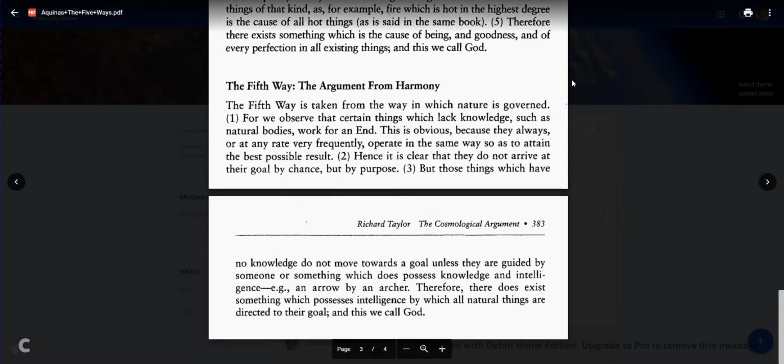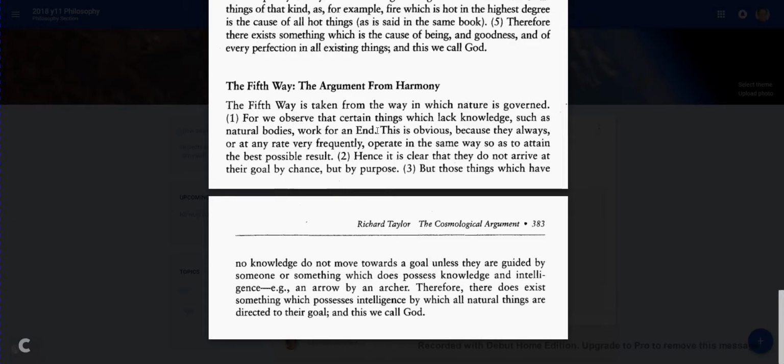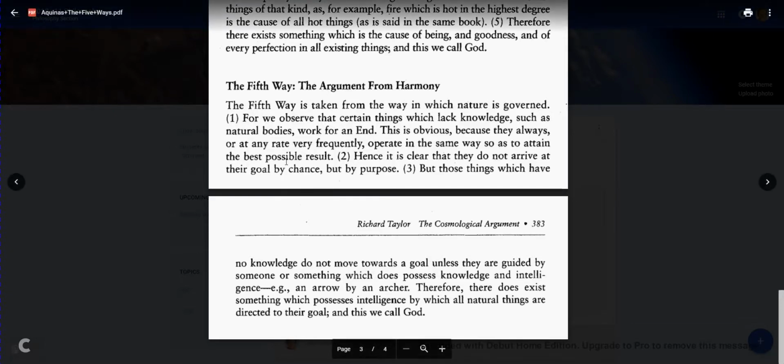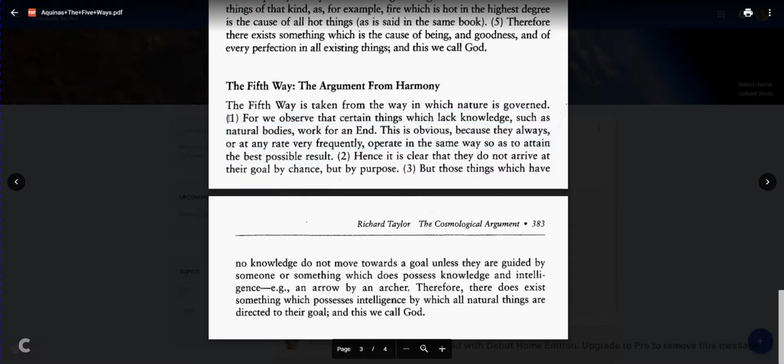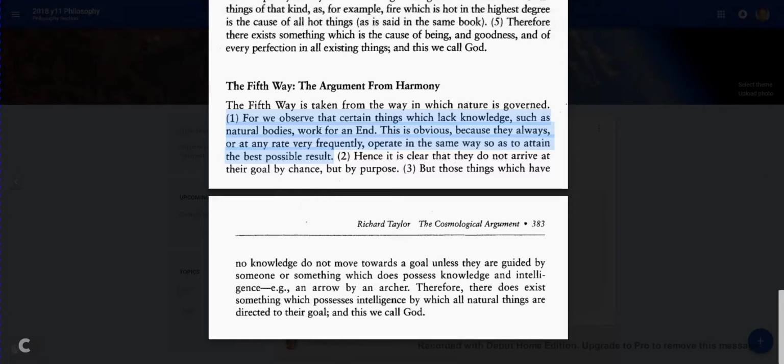The fifth way is taken from the way in which nature is governed, for we observe that certain things which lack knowledge, such as natural bodies, work towards an end, i.e. they have effect, they try to achieve something. This is obvious because they always, or at any rate frequently, operate in the same way so as to attain the best possible result, or the most predictable result. We know that the laws of relativity are great ways of predicting the macro movements of extremely large objects in the universe. They behave almost as if there's some kind of divine providence there, almost like they're behaving according to a goal, a way that's been governed.